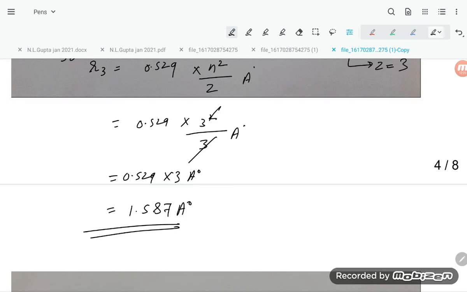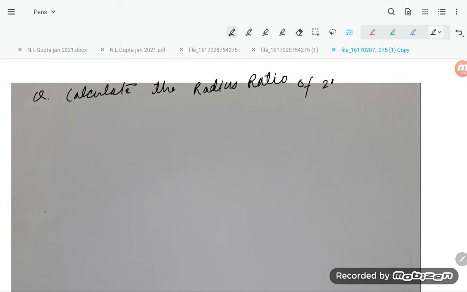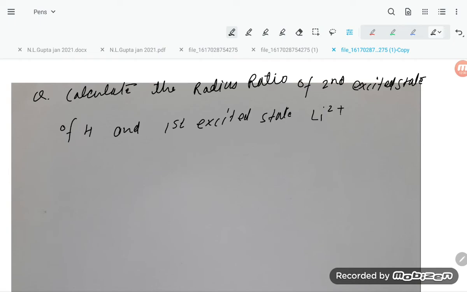Okay. One more problem is possible, students. Let us see the question. They are saying calculate the radius ratio of the second excited state of hydrogen and the first excited state of lithium 2 plus, right, student?